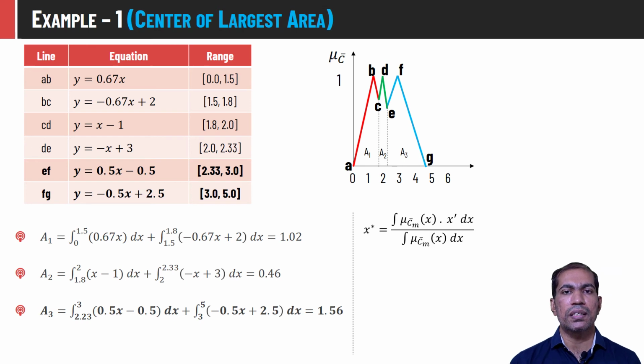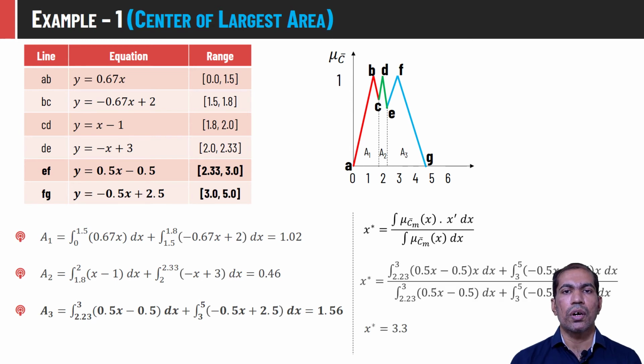The center of largest area method always selects a polygon or sub region having the maximum area, and it will find the center of that. If we put all the appropriate values in this equation and solve it, we will get the crisp value as 3.3 corresponding to the center of largest area method.